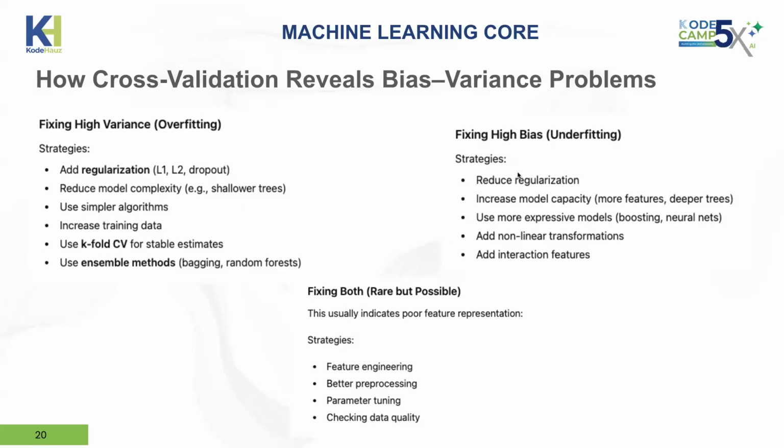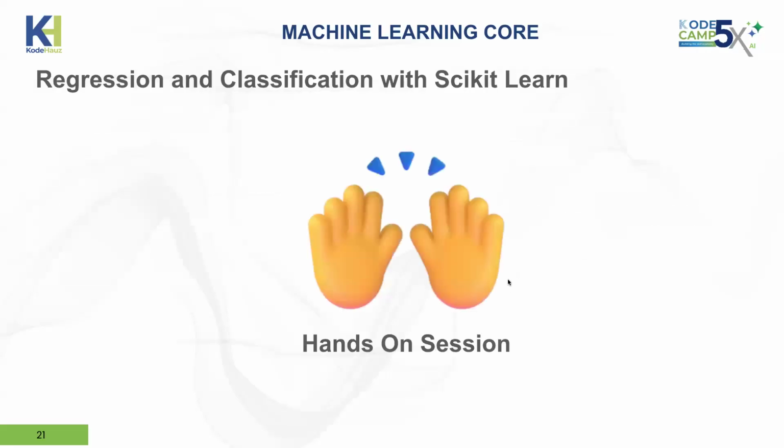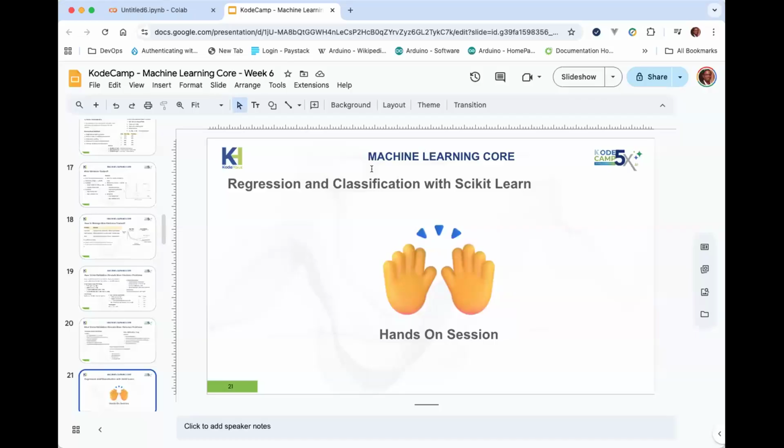If you have underfitting, then you can reduce regularization. So, that's the opposite. You can increase the model capacity by adding more features, basically more feature engineering, more trees, increasing complexity of models and so on, right? Or you can add nonlinear transformations. So the nonlinear transformation is basically more features, right? More feature engineering.